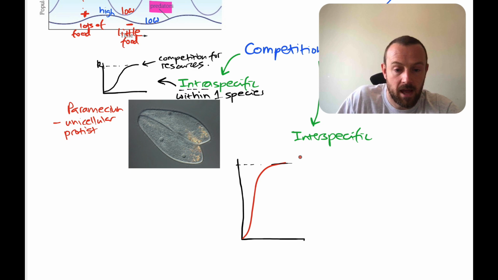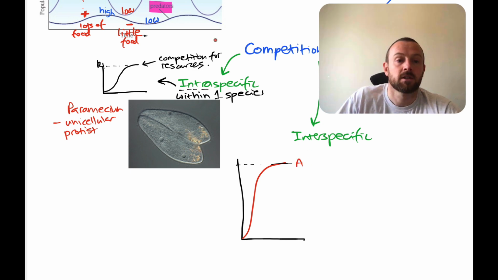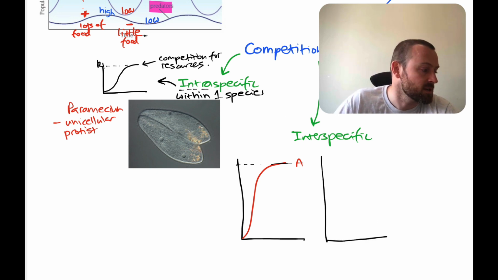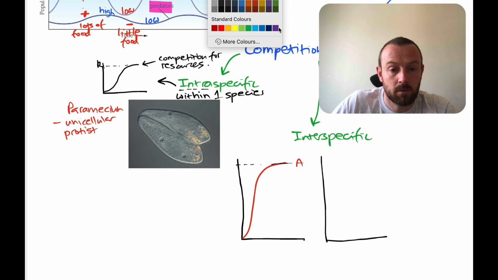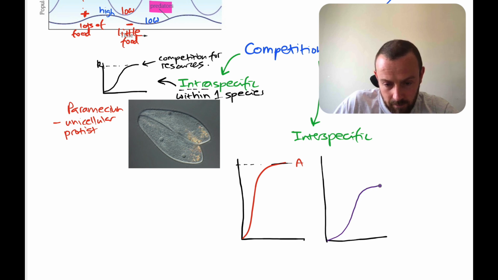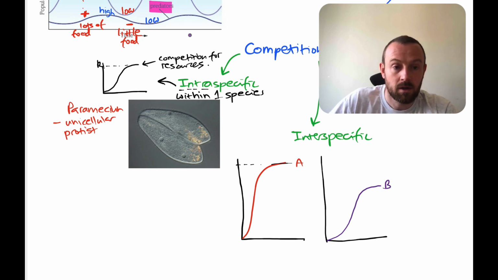Okay, so that's A. Yay. And then they did another experiment, and they took B. Same scales. I'm not drawing the scales on, but let's just say same scales. Let's do a different color. Purple for B. And it went a bit slower, and it got to there. Okay, so that's its carrying capacity. Boom.